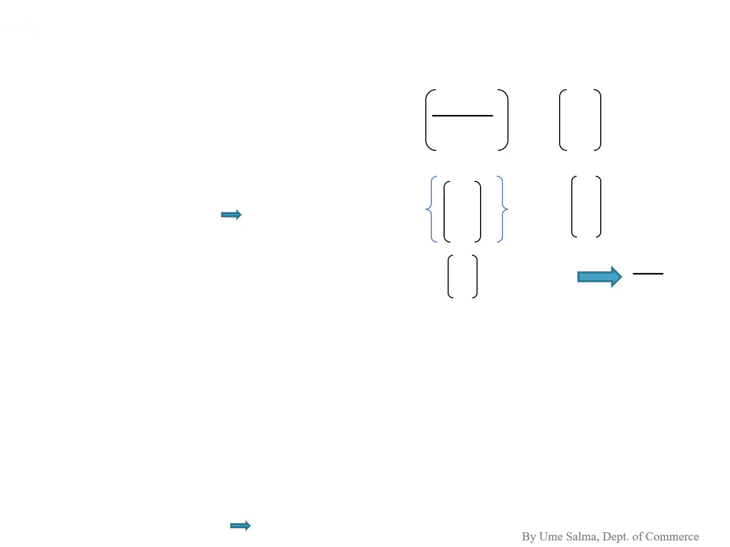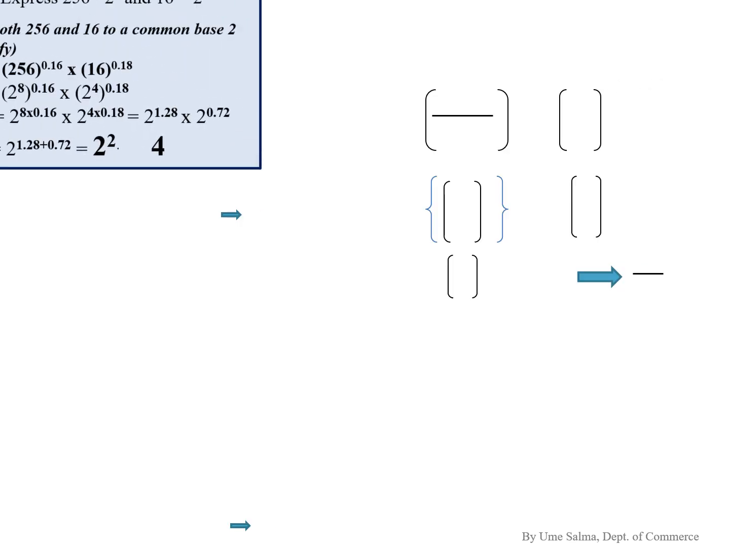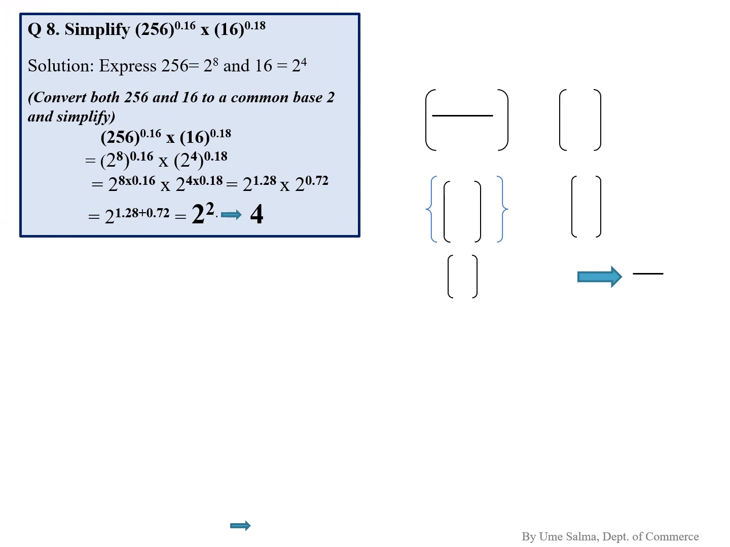Now we have a few more problems to understand the concept of indices and the laws in depth. Let us look at question number 8, which says simplify 256 to the power of 0.16 into 16 to the power 0.18. The first thing you have to see is that it is a multiplication operation. So yes, you can apply the multiplication law, but before that confirm whether the bases are the same. Here in this question the bases are not the same as of now. We have 256 and 16.